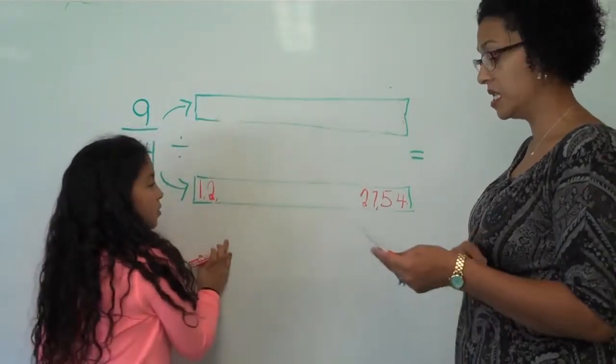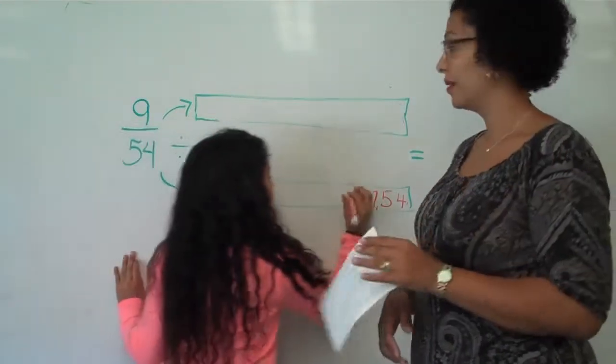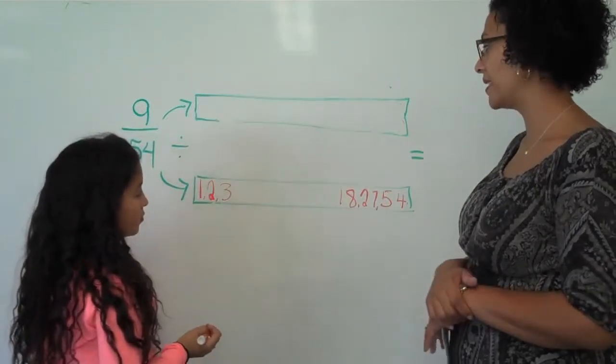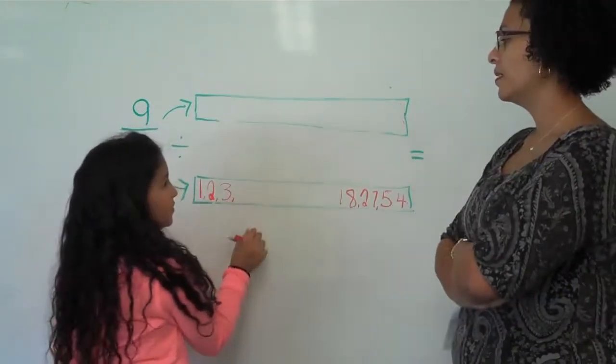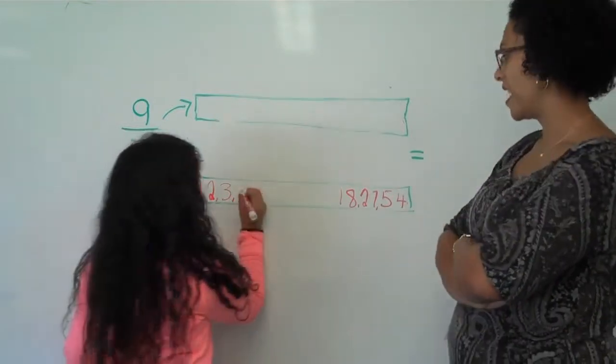3 and 18. I already did the work. And then we have 6 and, you know this one. 6 and 6. Not 6 and 6. 6 and 6 is 36. Oh, 6 and 9. Very good.